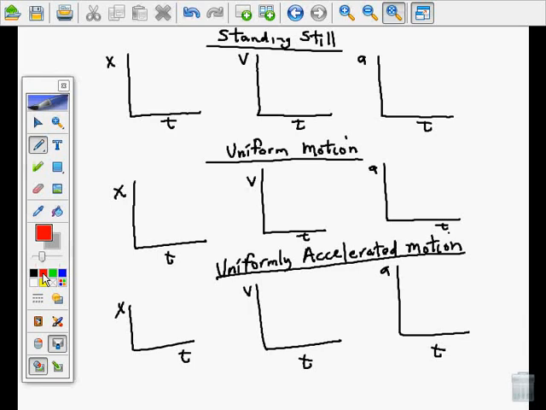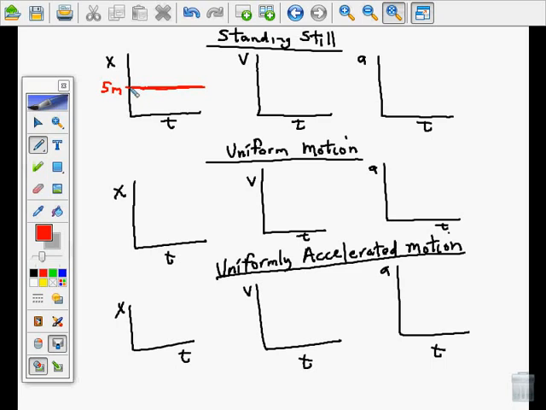So if an object is standing still, they could be standing still anywhere. They could be standing still on the 1 meter mark. They could be standing still on the 2 meter mark. I'm going to have the object standing still on the 5 meter mark. And then 1 second later, they're still on the 5-meter mark. 1 second later, still on the 5-meter mark. So it would just be a straight line wherever they're positioned. Sometimes this is referred to as a position time graph.